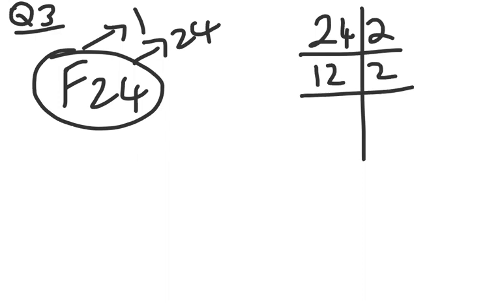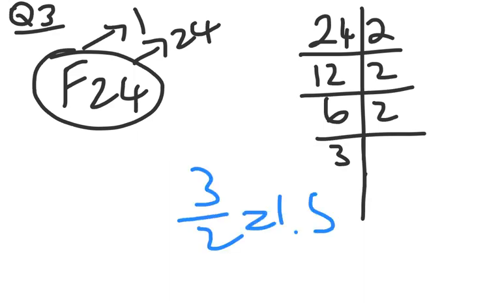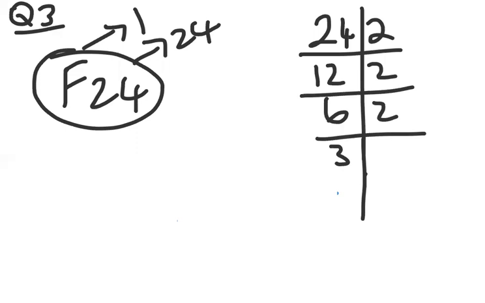12 divided by 2 is 6. 6 divided by 2 is 3. 3 can't be divided by 2 because 3 divided by 2, you get 1.5. And the 1.5, because of that dot over there, is not going to be a factor. So 3 divided by 3 gives us 1.